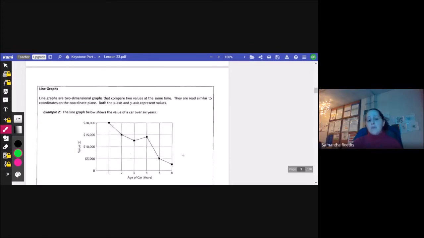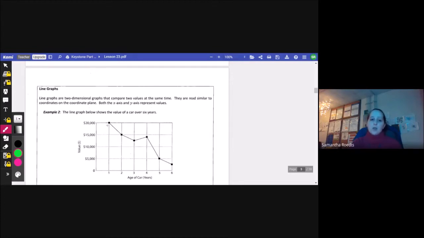Line graphs. Line graphs are two-dimensional graphs that compare two values at the same time. They're read similar to coordinates on the coordinate plane. Both the x-axis and the y-axis represent values. The line graph below shows the value of a car over 6 years.